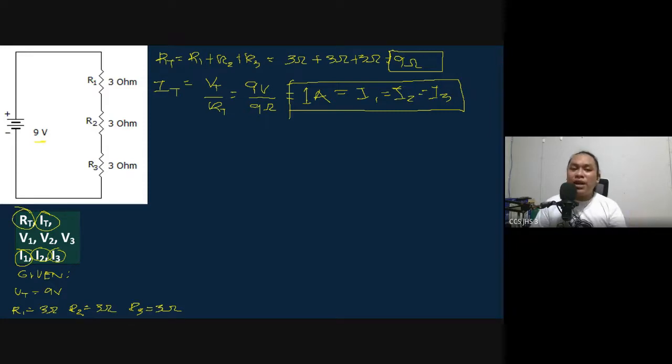We just look at the available values that we have. Looking at the given values, we can identify which parameter we can solve next. After that, we are done with total current and the individual currents as well. So we are left with V sub 1, V sub 2, and V sub 3. Can we solve now for V sub 1?